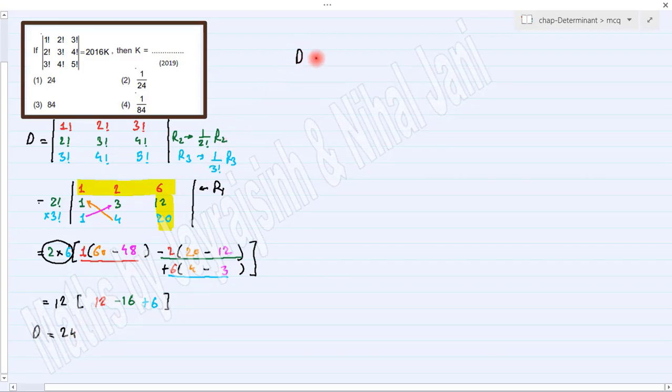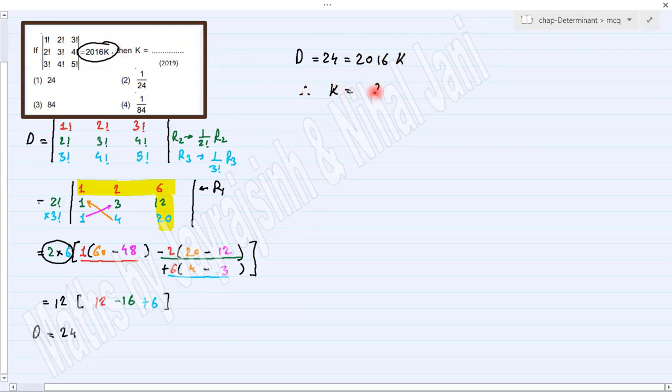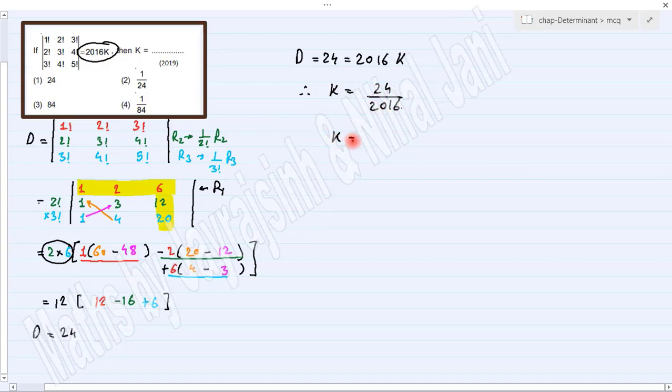And it is given that D is equal to 2016k. So we can say your k must be 24 divided by 2016. So we will get k is equal to 1 by 84 as your answer.